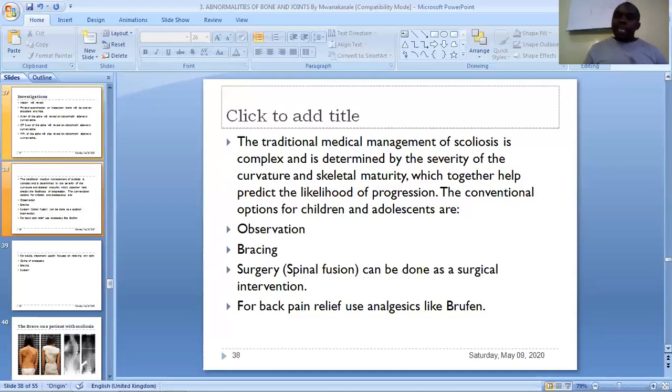For pain management in an adult, you can use analgesics like brufen. Usually the dose for adults must be calculated very well. But on average, adults will use 400 milligrams TDS at least for 3 days. That will help relieve the pain. Brufen will also help relieve the inflammation if at all it's present.